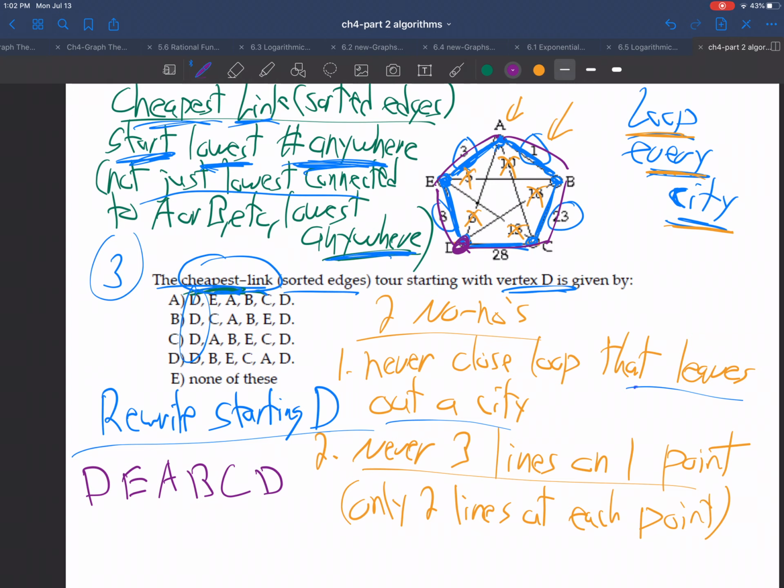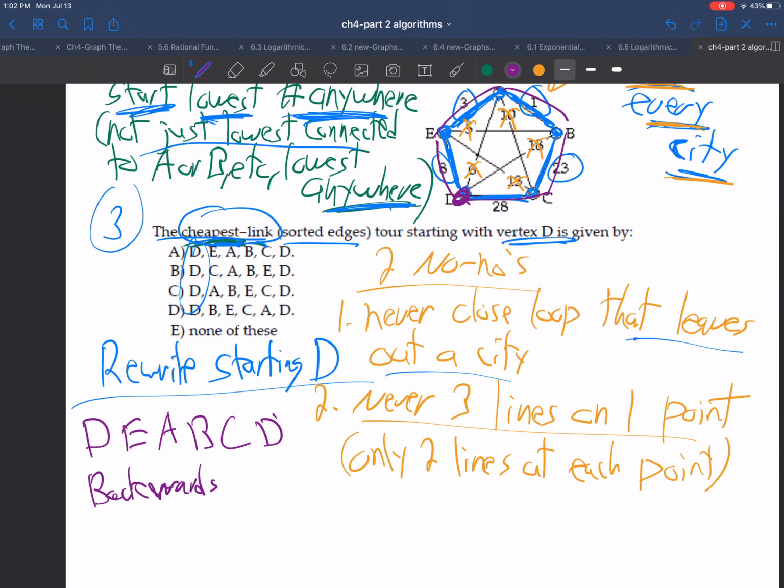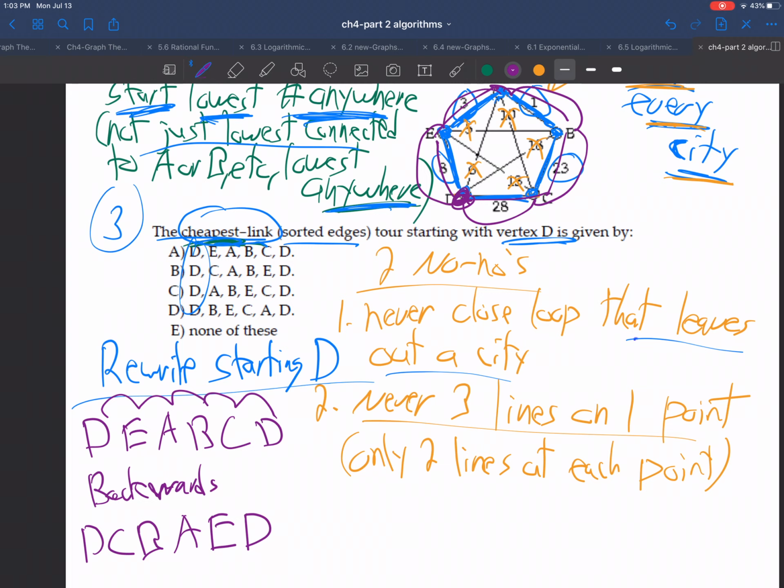Now, remember, let's do backwards now. What would it be? D, C, B, A, E, D. Same loop, right? If you just start here and go this way, D, C, B, A, E, D. Same loop, forwards or backwards.